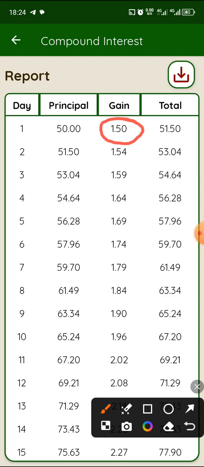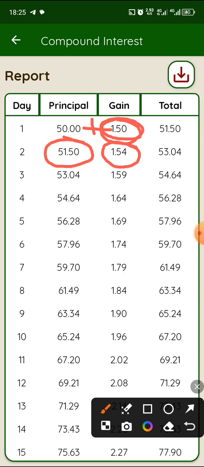But what is the art of compounding? Here is the art of compounding. When you get your 1.5 as profits, don't withdraw it. Just add it to your capital, and in your next trade, it will be 50 plus this little profit, giving you 51.50.